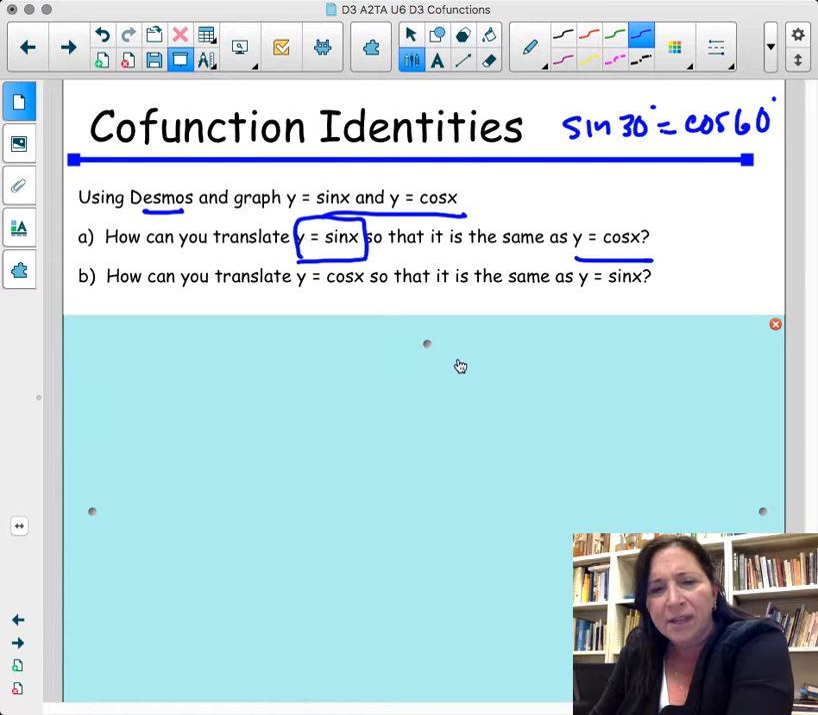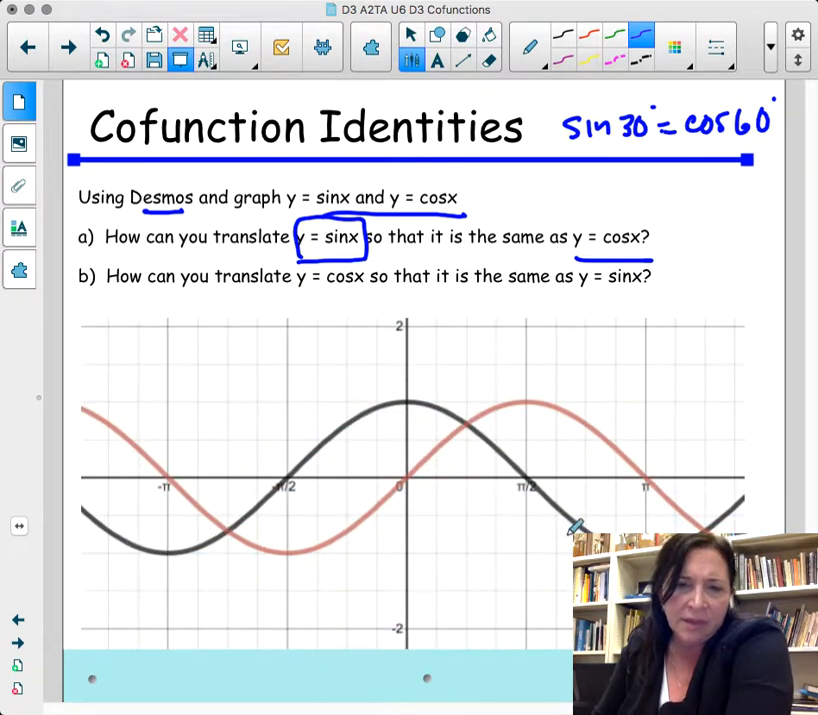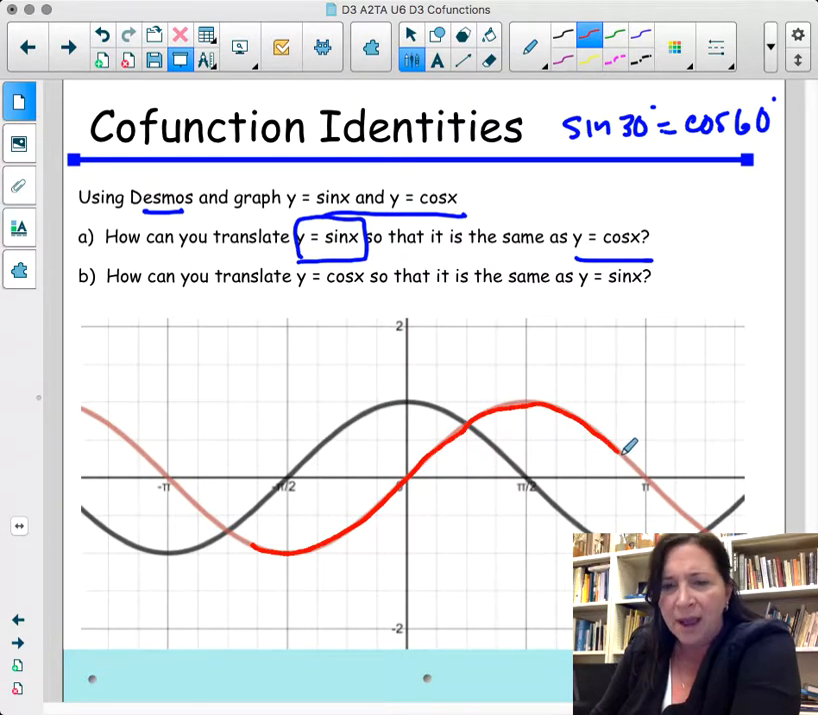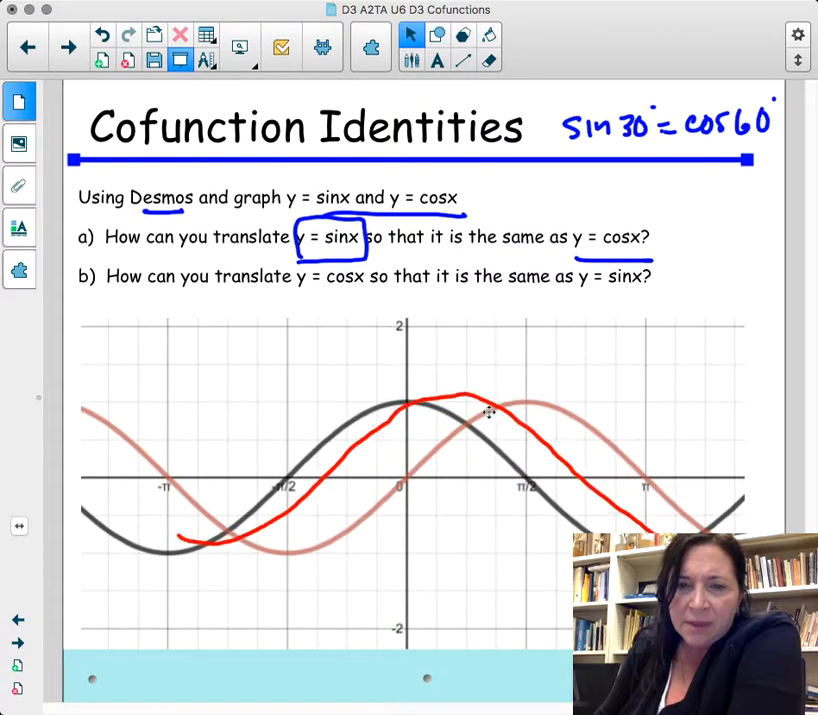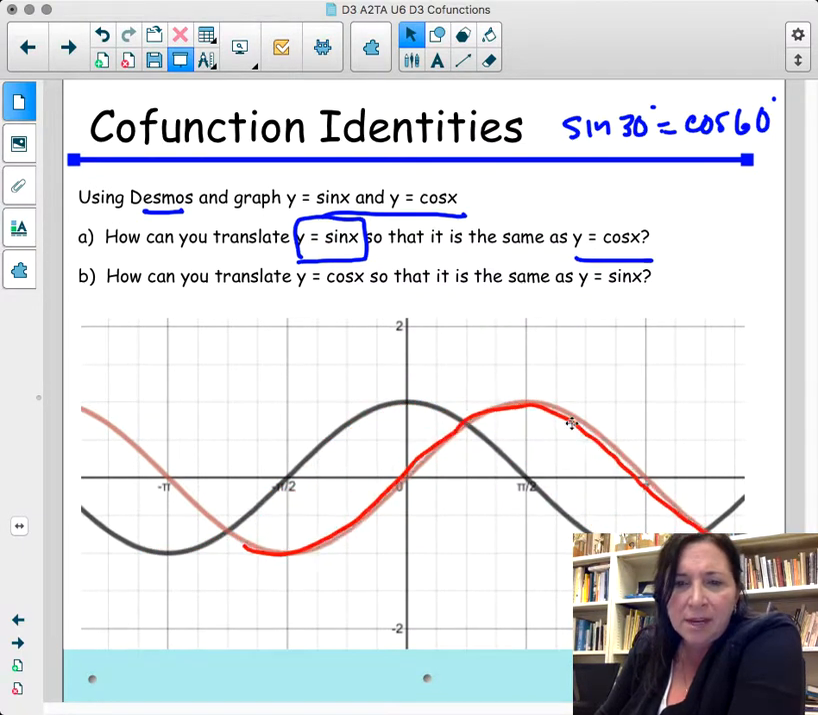So if you graph these two, you're going to get this. And if I were to, let's just draw on this, if I were to do this and just sort of trace my sine wave, what they're asking is what am I doing? How am I going to make my sine wave look like my cosine wave? I want this to be here. How am I going to do that? And so if you look at it, this is my sine wave.